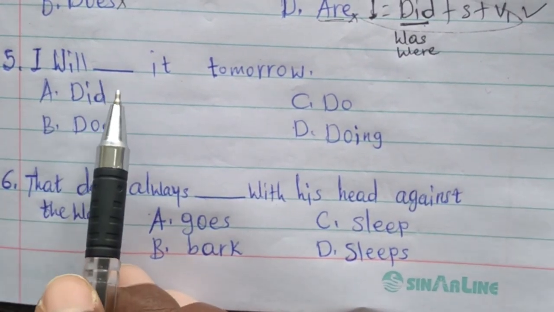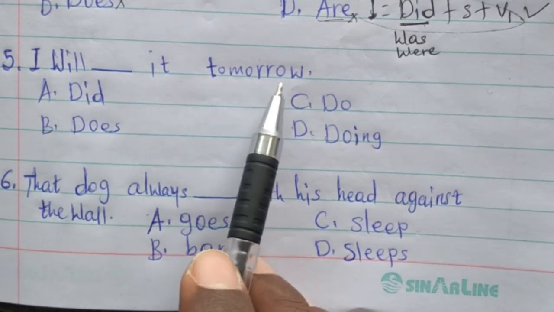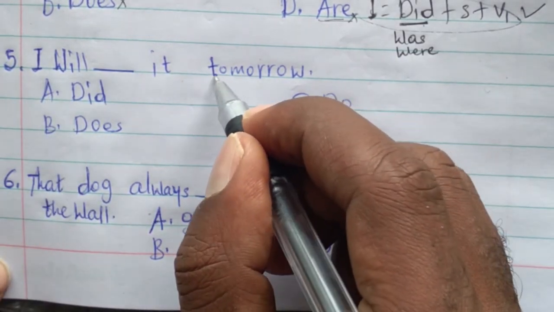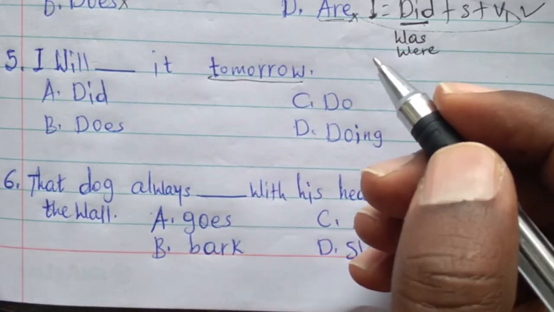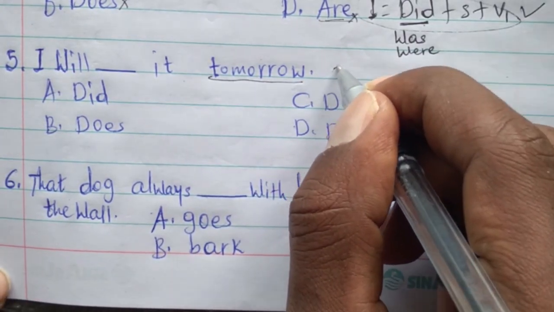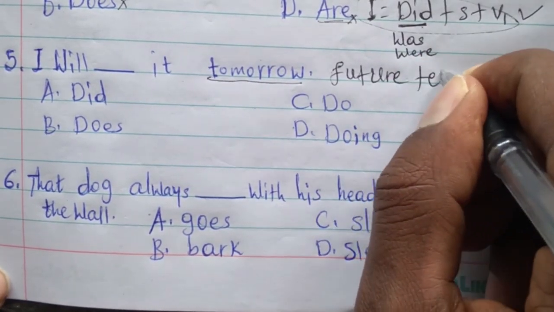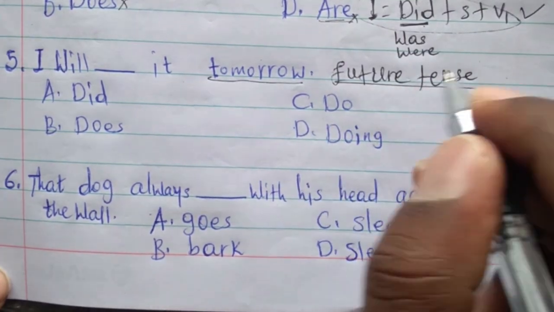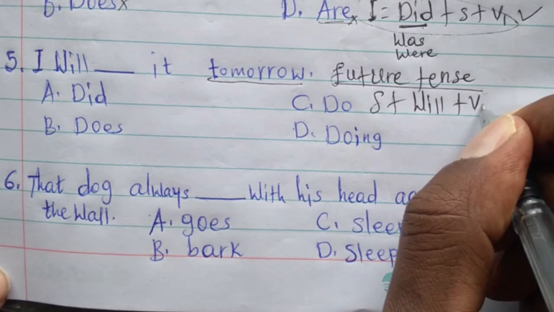I will blank it tomorrow. So in this sentence the time reference shows that the action will happen in the future, so it is future tense. Future tense is going to be used here, and the future tense structure is subject plus will plus verb 1.